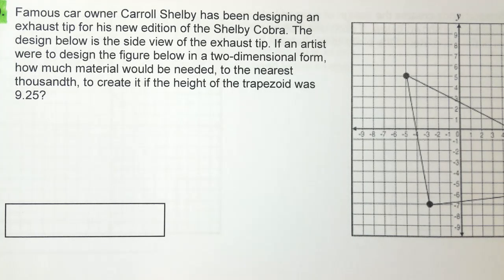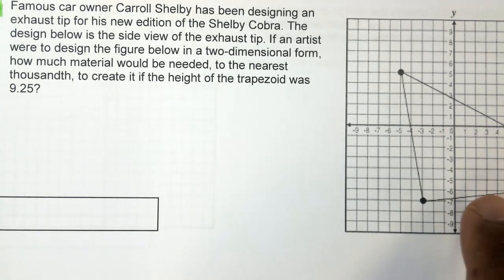A famous car owner, Carroll Shelby, has been designing an exhaust tip for the new edition of the Shelby Cobra. The design below is a side view of the exhaust tip. If an artist were to design the figure below in two-dimensional form, how much material would be needed, to the nearest thousandth? Given the height of the trapezoid is 9.25. On this one, the height is going to be 9.25.